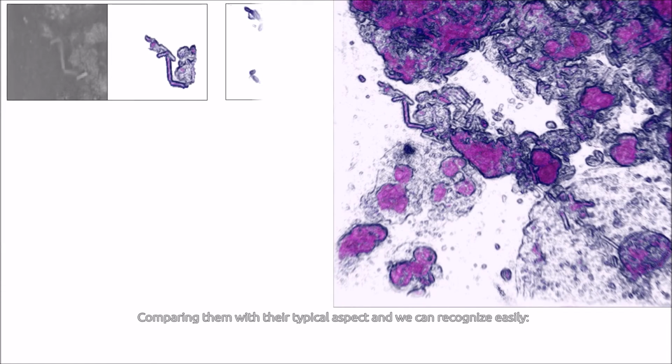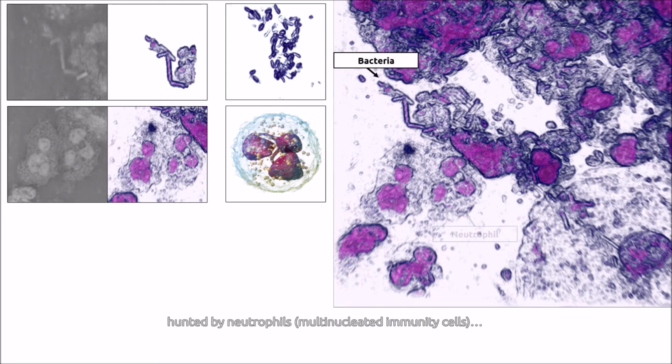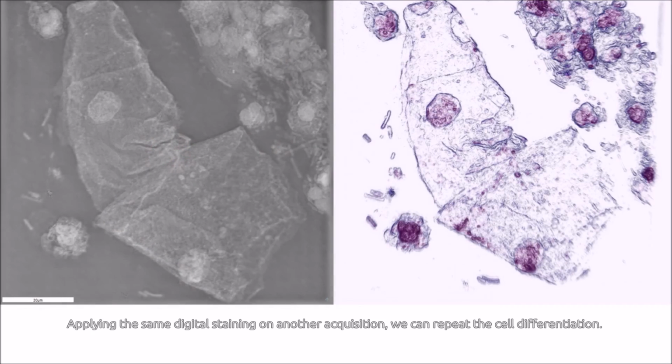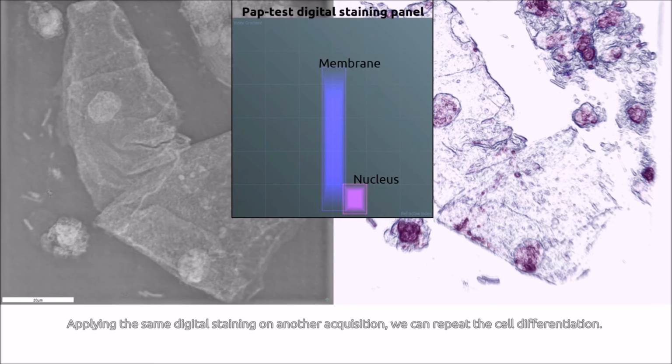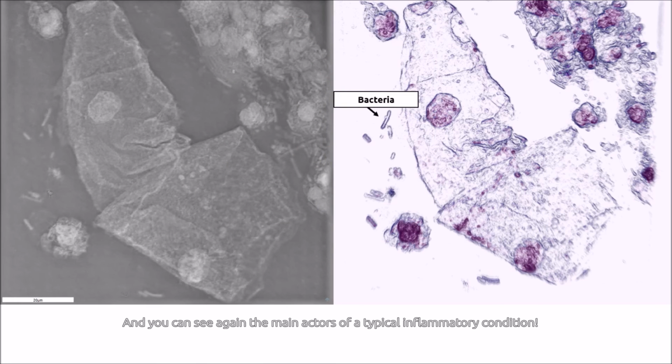Comparing them with their typical aspect, we can recognize easily bacteria, hunted by neutrophils, moving among normal cervical cells. Applying the same digital staining on another acquisition, we can repeat the cell differentiation, and you can see again the main actors of a typical inflammatory condition.